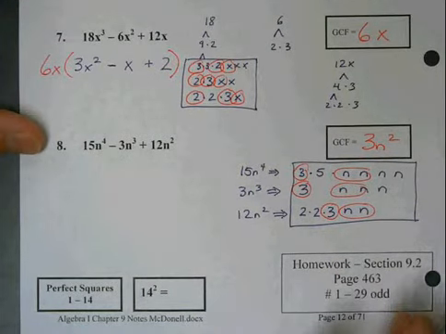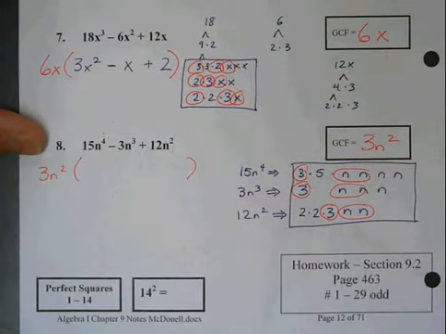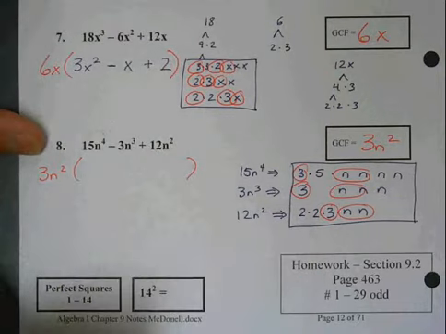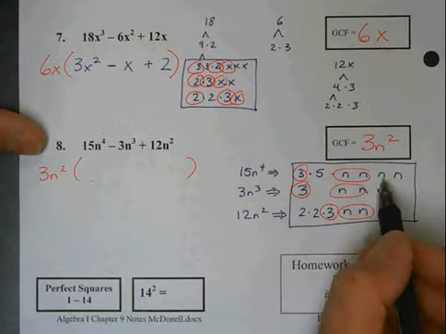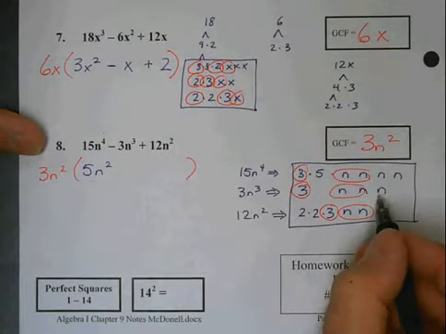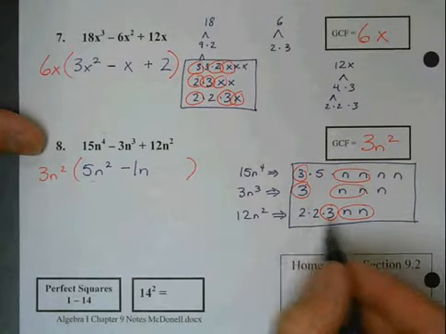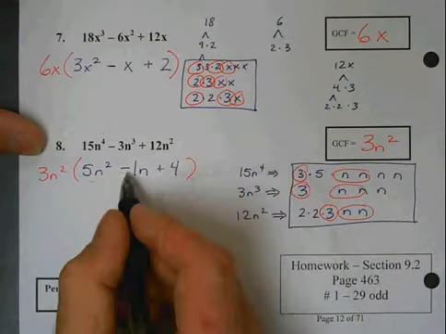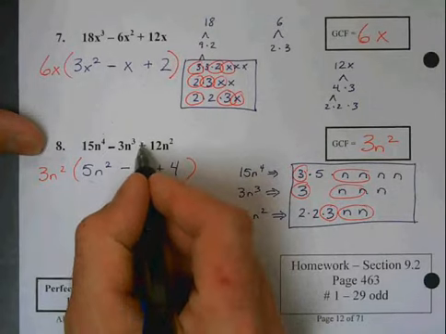Now we look at our problem. We put our 3n squared out front and put our parentheses in the back. Remember, your parentheses need to have the space for a trinomial. Look over at our GCFs. What's left? 5n squared. What's left here? Just 1n. So that's minus 1n. And then down here, just plus 4. The reason this is a minus is that's a minus right there. The reason that's a plus is that's a plus right there.